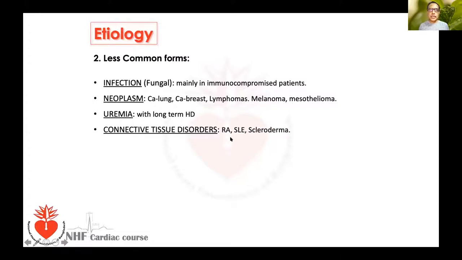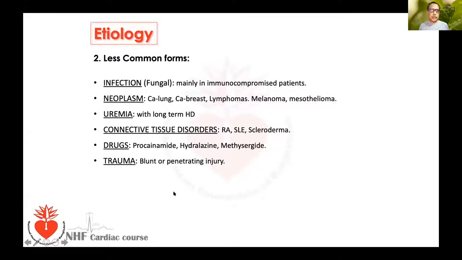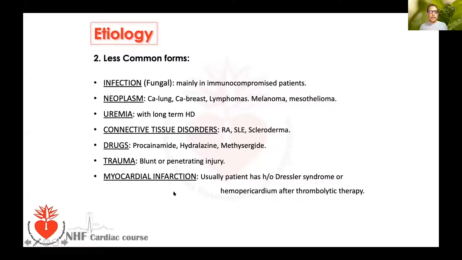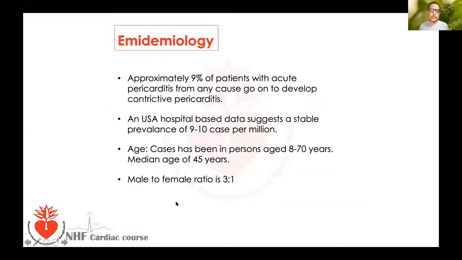Connective tissue disorders like rheumatoid arthritis, SLE, scleroderma. There are some drugs which may cause it, as you have seen: procainamide, hydralazine, methotrexate. Trauma. And lastly, myocardial infarction. Usually the patient develops Dressler syndrome or develops hemopericardium after thrombolytic therapy. These patients may ultimately develop constrictive pericarditis.